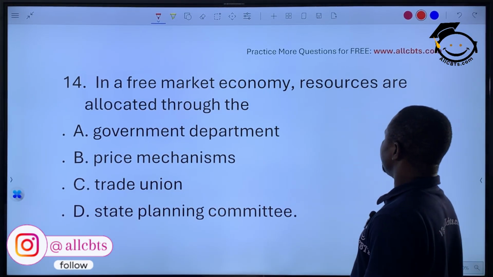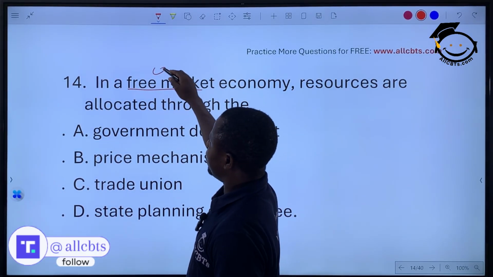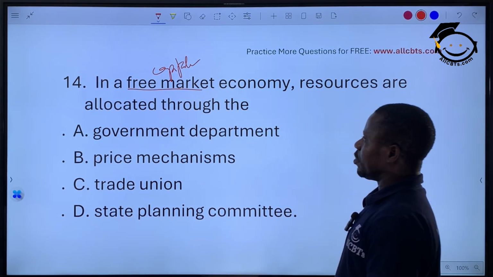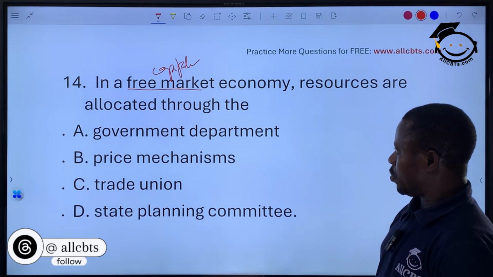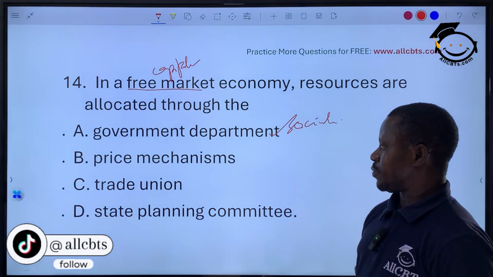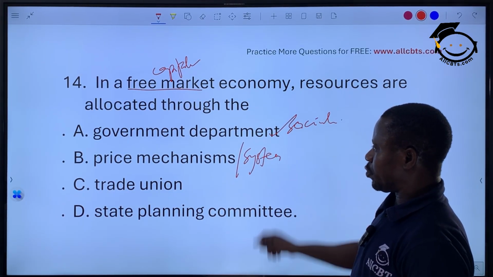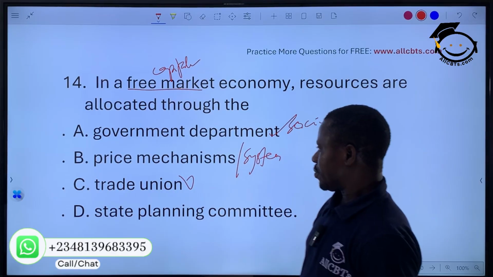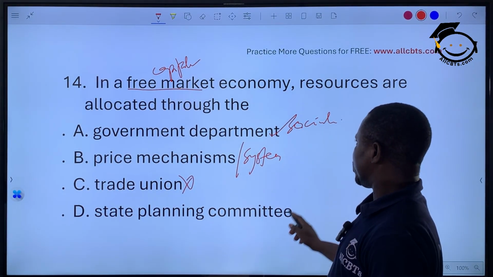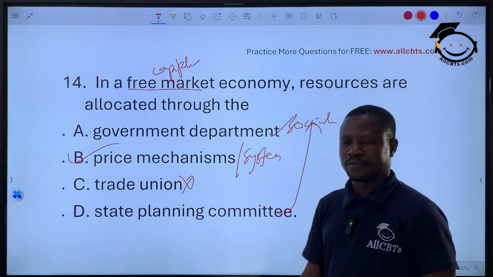In a free market economy, resources are allocated through... free market means capitalist economy or liberal economy. Okay? So resources are allocated through government department? No, this one is for socialists, the socialist economy. Price mechanism, yes, or you call it price system, which is the opposite of price control. Trade union, no. That's common under government, socialism, public control. State planning committee is also a system with socialism. So the correct answer here is price mechanism.